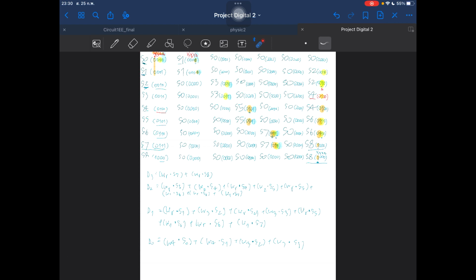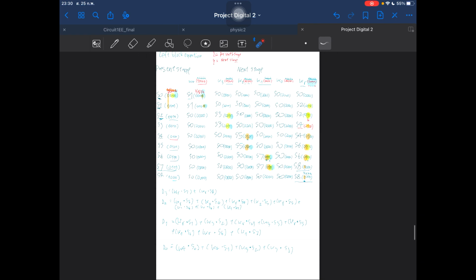In state 4, 0 here, 0 here, 1 here, 1 here. Then write the input first. The input is W2 and state 4 here. Finish this, continue to find each equation. It is 0, 0, 0, then state 4 is finished.